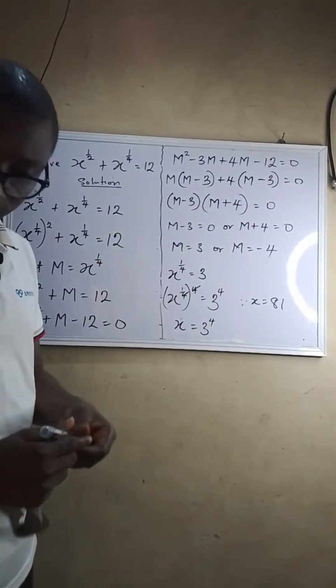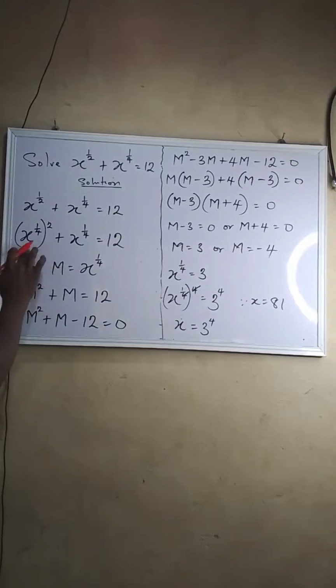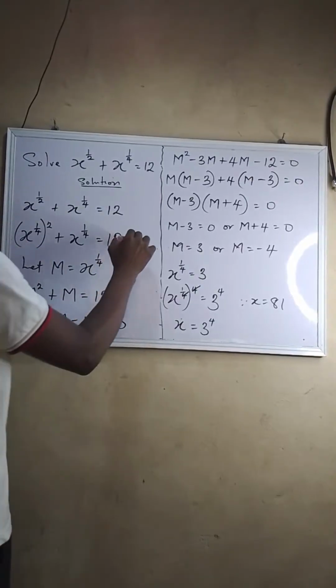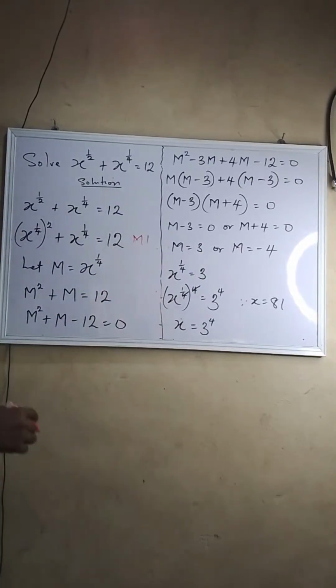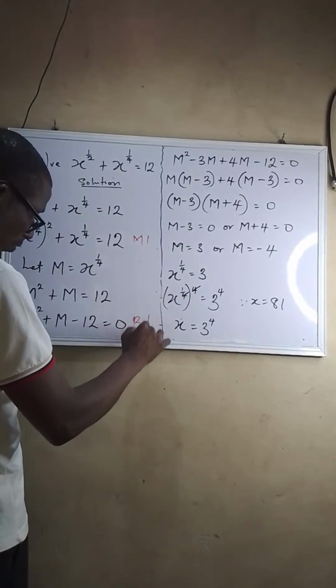So how do we award marks to this? The first thing is, for doing this manipulation here, we award a method mark for that. Okay, and for getting this quadratic equation, we award B1.